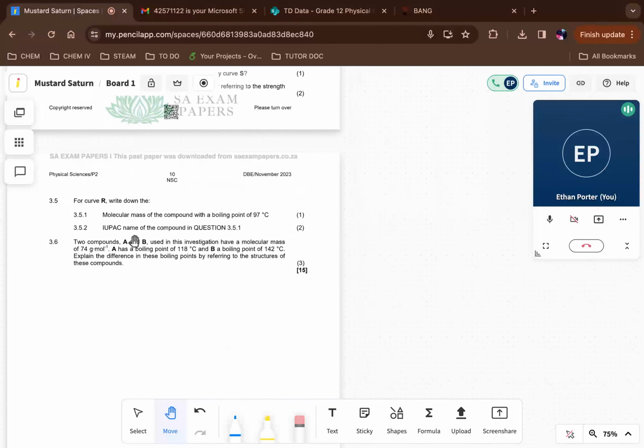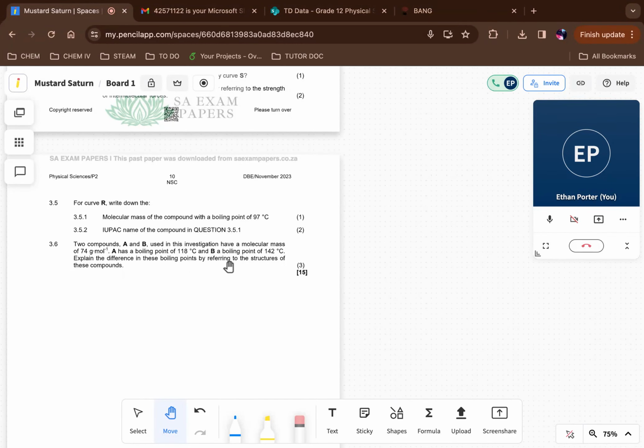Finally, question 36, the last question for question 3. Two compounds A and B used in the investigation have a molecular mass of 74 grams per mole. A has a boiling point of 118 and B of 142. Explain the difference in these boiling points by referring to the structures of these compounds.